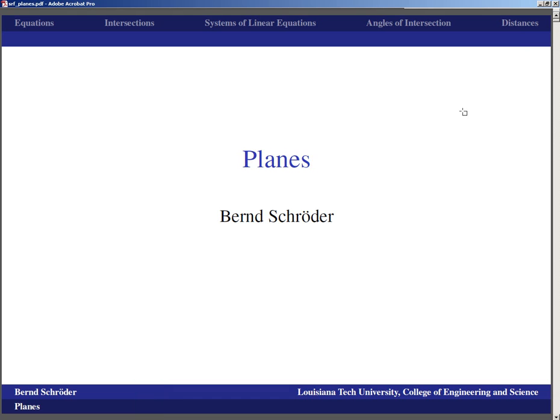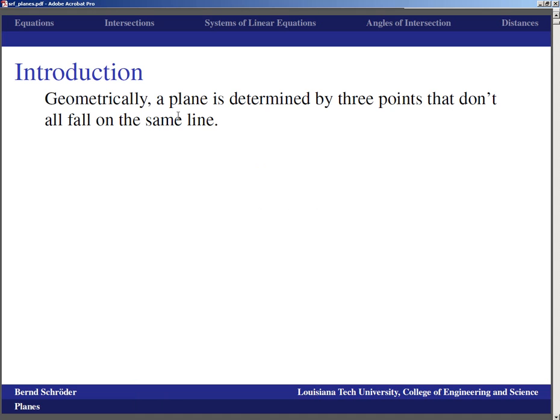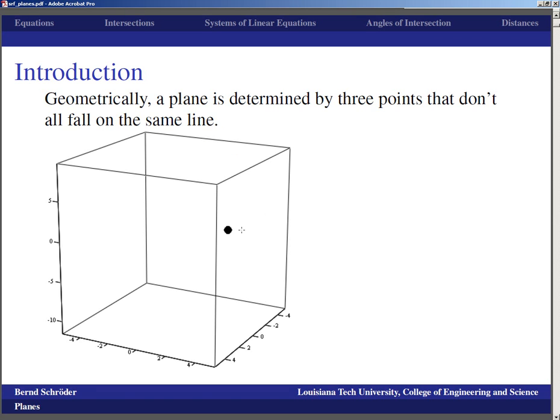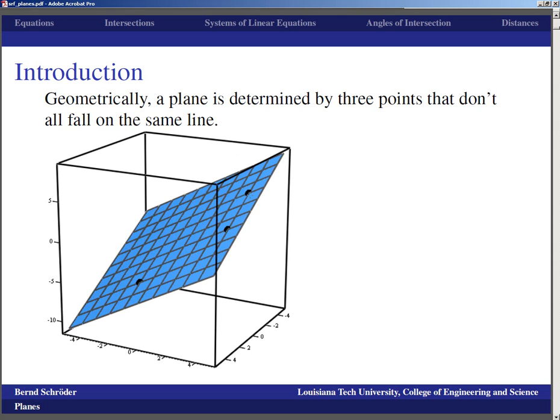Alright, we start with equations of planes, and well, basically the geometric idea of a plane is that a plane is determined by 3 points that don't all fall on the same line. So if we've got 1 point, 2 points, 3 points, and those don't all fall on the same line, we can even see that here edge on, even though if it had been rotated a little bit more, it would look as if they're on a straight line. Well, then these points determine a plane, right?